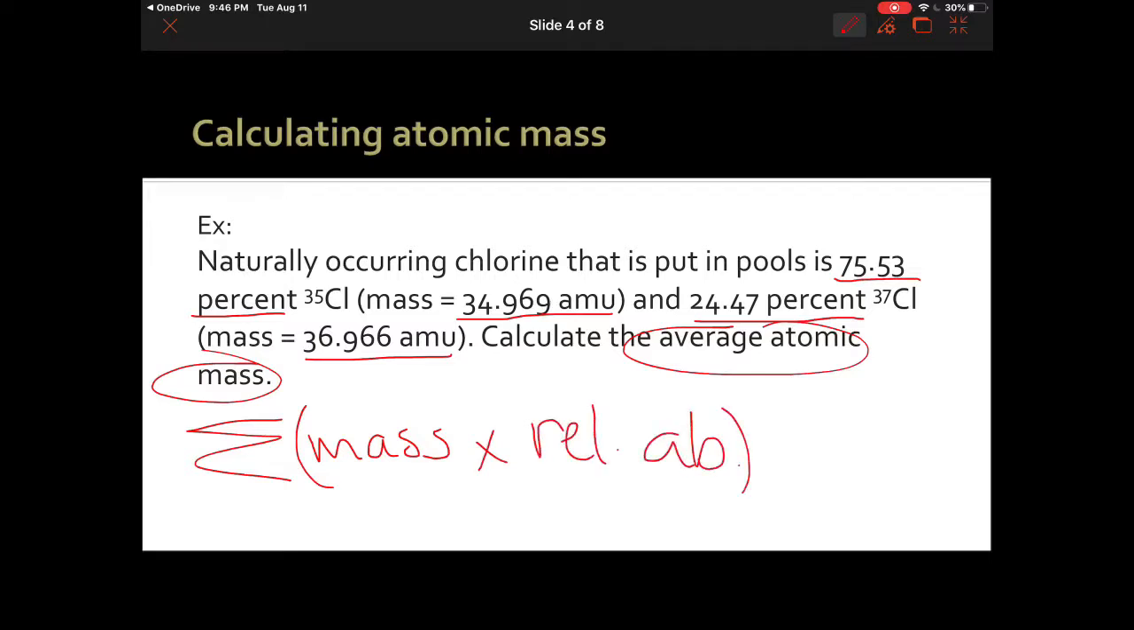So let's go ahead and convert our percents to relative abundances. 75.53%, two places to the left, gives us 0.7553. And 24.47%, two times to the left, gives us, I'll put it over here, 0.2447. All right, so again, relative abundances are just the percents with the decimal place moved two times to the left.